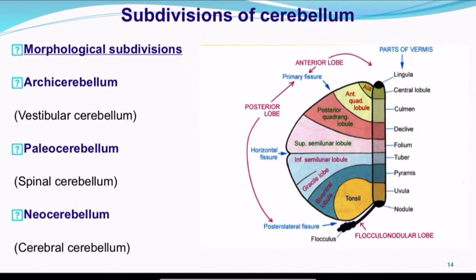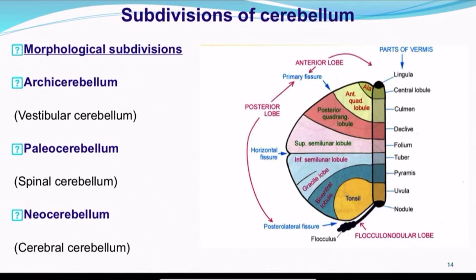The word archae refers to archaeology, which means very old, digging up old things. So archae cerebellum is the oldest cerebellum that was existing in the lowest of animals. Vestibular word gives a clue that it's concerned with balance or equilibrium. Paleocerebellum is relatively newer when compared to archae cerebellum, otherwise known as spinal cerebellum, which gives us a hint that it has more of spinal connection. So muscle tone and posture is concerned with spinal cerebellum.